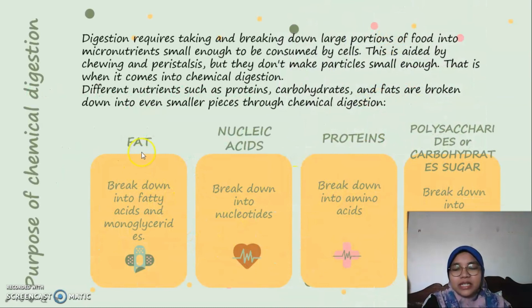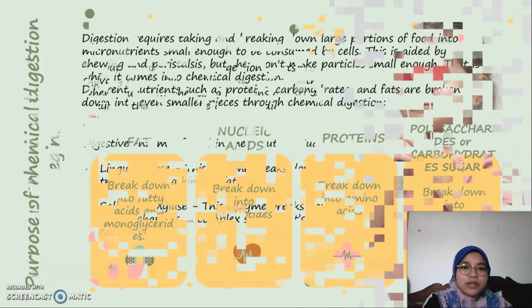Purpose of chemical digestion: there are four main products that are digested in our body, which are fat, nucleic acid, proteins, and polysaccharides or carbohydrate sugar. Fat breaks down into fatty acids and monoglycerides. Nucleic acid breaks down into nucleotides. Protein breaks down into amino acids. And lastly, polysaccharide or carbohydrate sugar breaks down into monosaccharides.